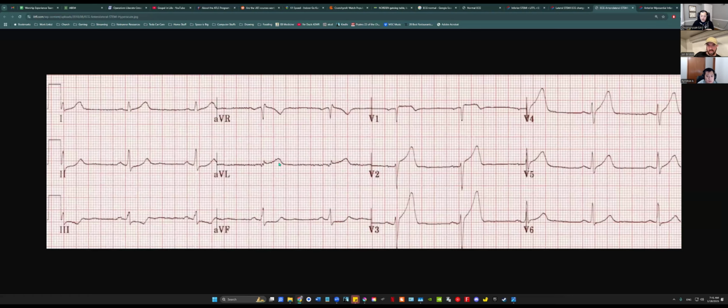The icing on the cake is the hyperdynamic T waves. They look like they're going to consume the QRSs. See how massive this is compared to the QRS. Even in aVL, I can't really even see the QRS. It's so small. If you can fit the QRS in the T wave, that's a hyperdynamic T wave. So this would be an anterolateral STEMI with reciprocal changes in the inferior leads.